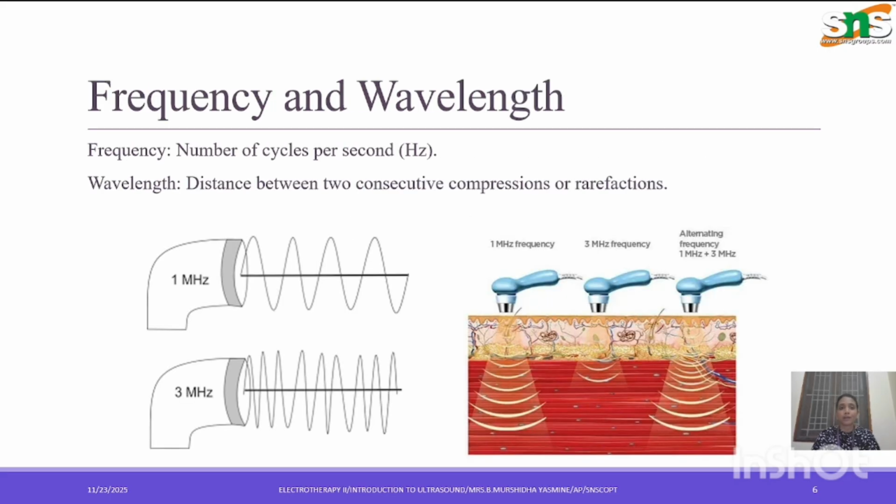For the longitudinal wave, which is an ultrasound wave, the number of cycles per second in hertz is called frequency, and the distance between two consecutive compressions or rarefactions of the sound wave is defined as the wavelength. Usually, the therapeutic ultrasound has two frequencies, 1 MHz and 3 MHz.